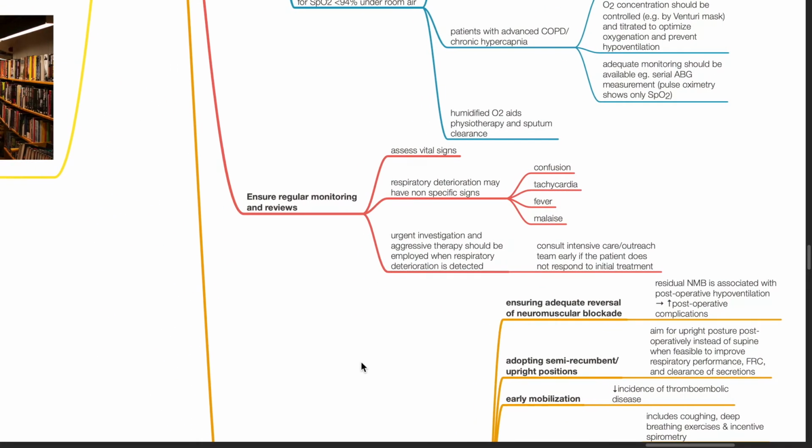Ensure regular monitoring and reviews. Assess vital signs, paying particular attention to respiratory rate and SpO2. However, respiratory deterioration may have non-specific signs, such as confusion, tachycardia, fever, and malaise. Urgent investigation and aggressive therapy should be employed when respiratory deterioration is detected. Consult intensive care or outreach team early if the patient does not respond to initial treatment.